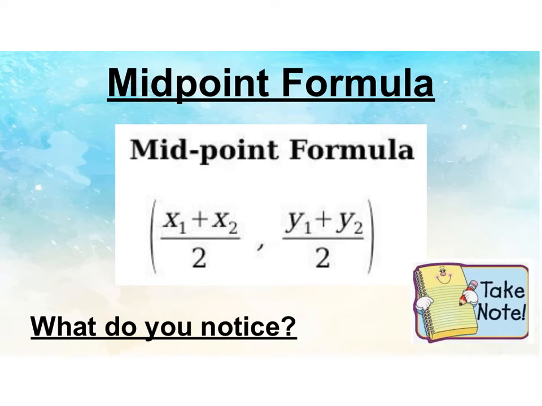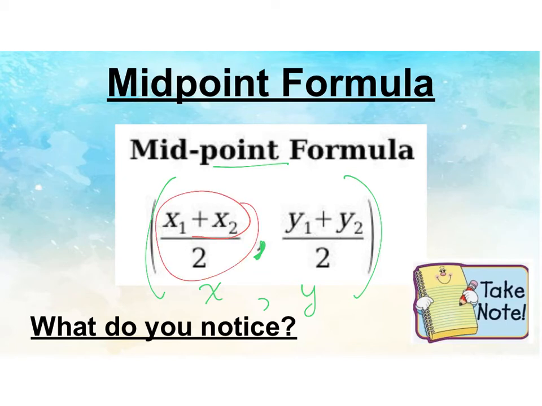Let's take a look at the midpoint formula. What do you notice here? Well, these parentheses mean that it's a point. So we're finding a point. We're not finding a length. We're not finding the distance. This in the middle is a comma. So this is essentially x comma y. But what we do is we take the average of the x's. So you add them together and divide by 2, and take the average of the y's in this formula.